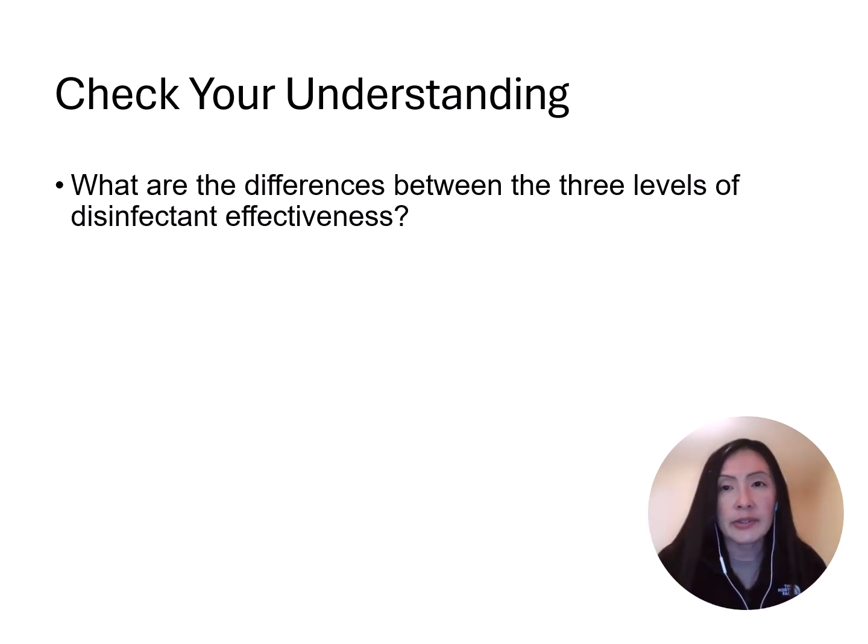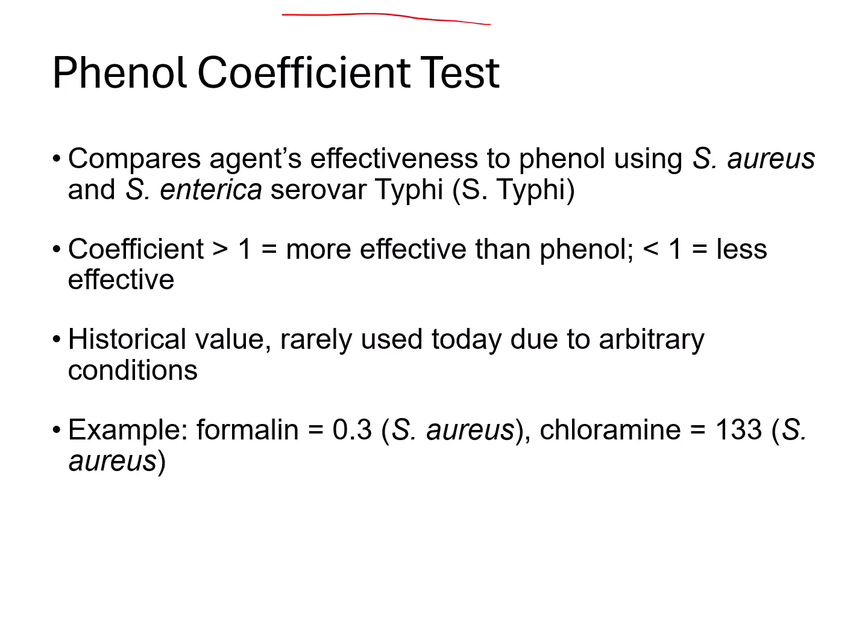For intermediate level disinfectants, these kill vegetative cells, fungi, and most viruses, but not endospores. So examples of intermediate level disinfectants are alcohols or phenolics, some halogens. For low level disinfectants, these only kill vegetative cells and some can destroy some enveloped viruses, but they're not effective against endospores and not effective against non-enveloped viruses. So we said soaps are in this category. Some quats are also in this category. All right, let's jump into testing.